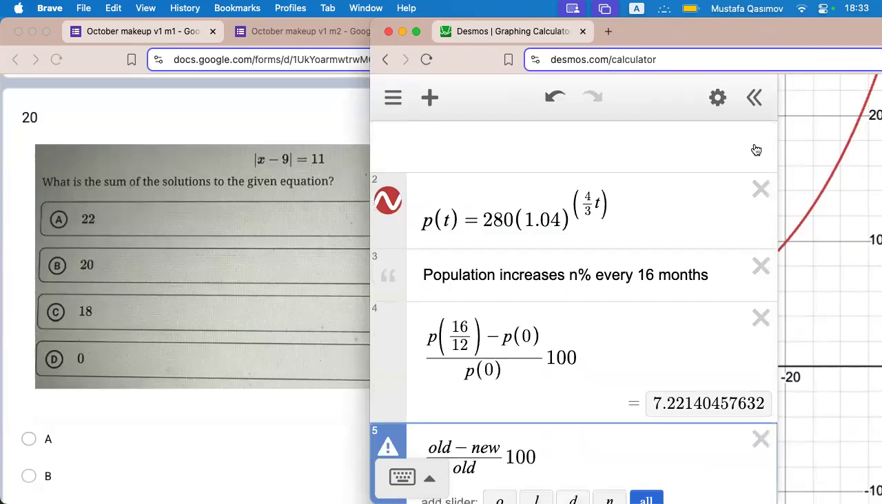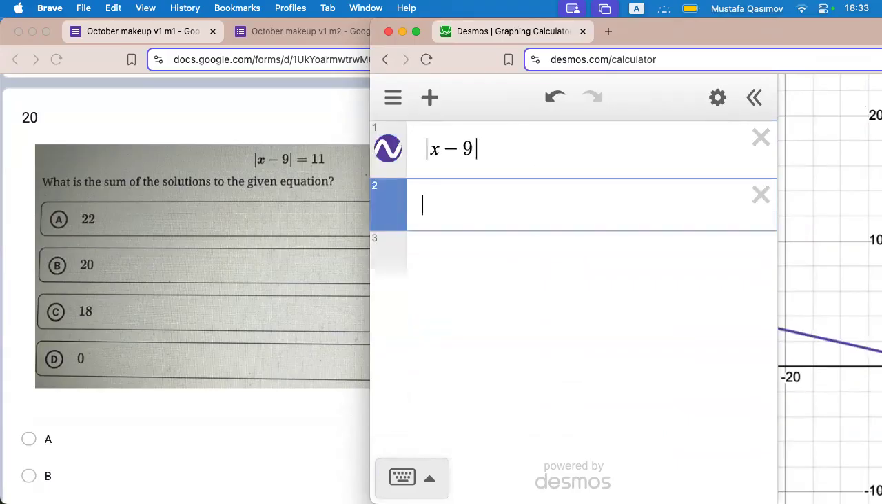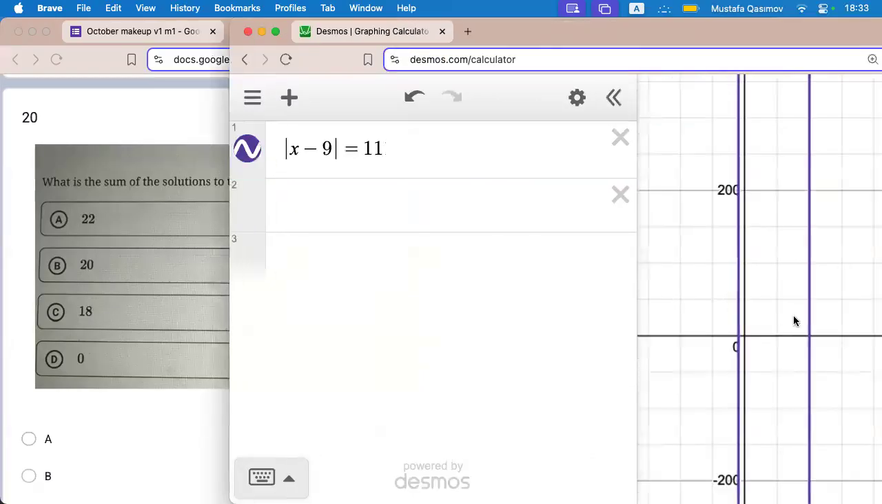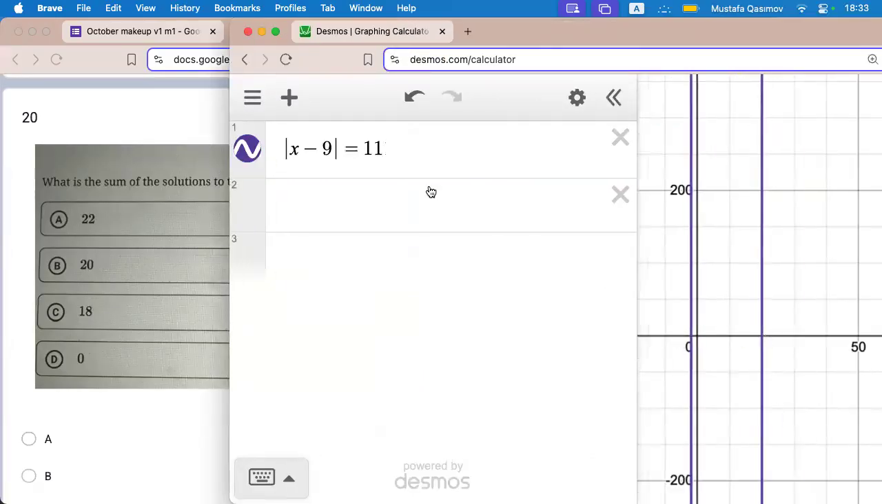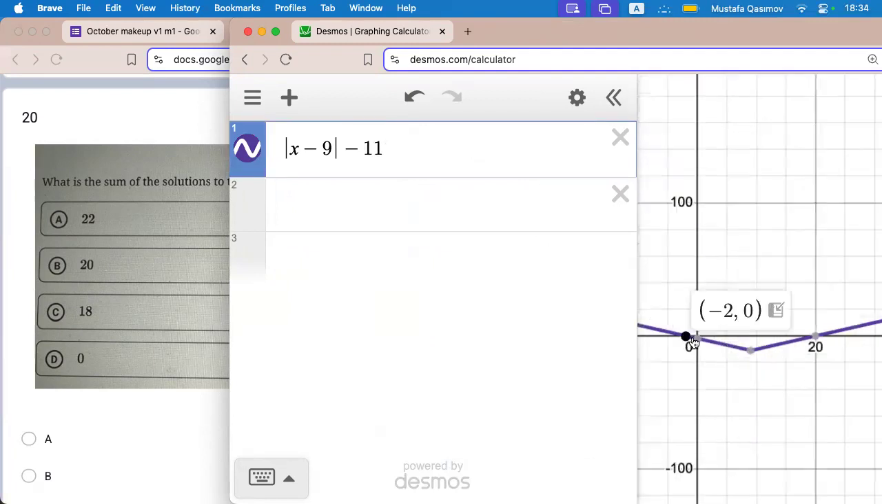Let's write two decimals. The absolute value of x minus 9 is equal to 11. Then we will get two lines like that, and both of them represent x-intercepts. If you want to get its answer directly from here, you have to write minus 11. 20 and negative 2. 20 minus 2 will be 18. C.